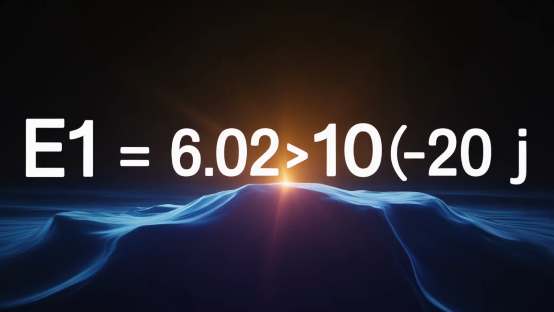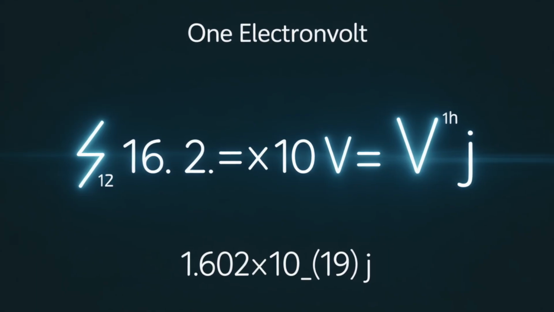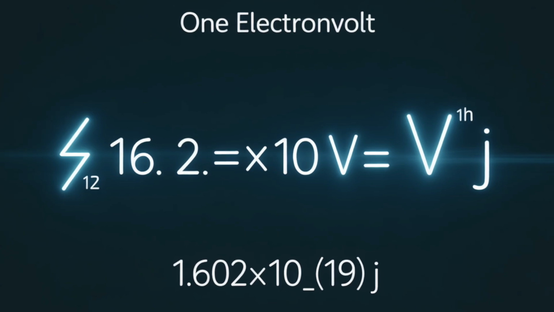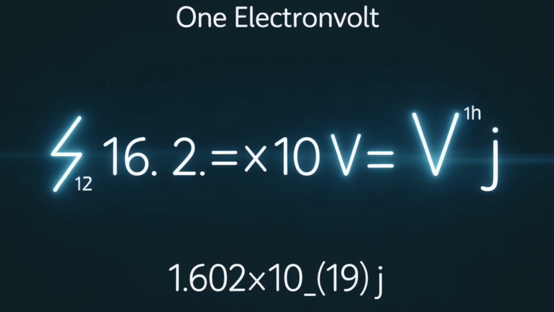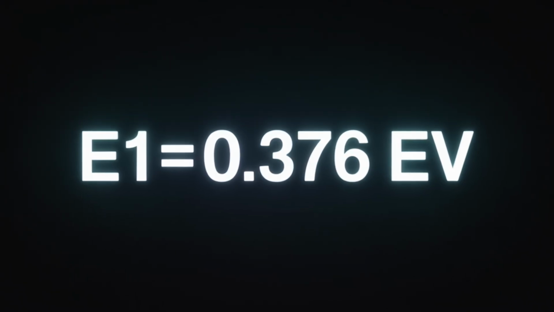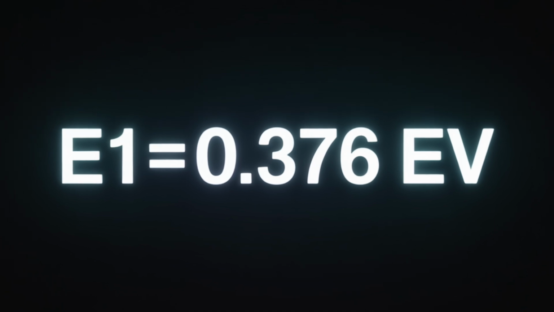That's the energy of the ground state, E1, but physicists like to talk in electron volts, not joules. 1 electron volt is 1.602 times 10 to the negative 19th joules. Converting gives us E1 equals 0.376 electron volts. That's the first rung on our quantum ladder.